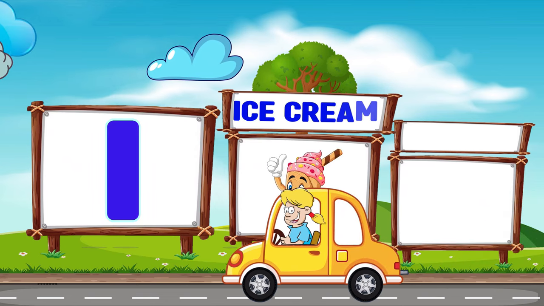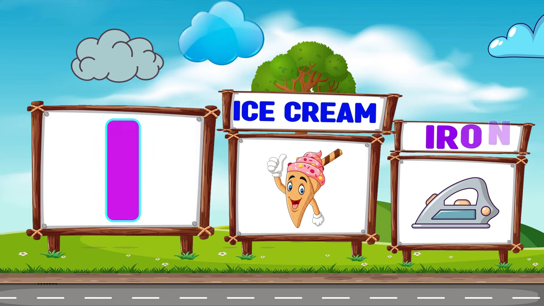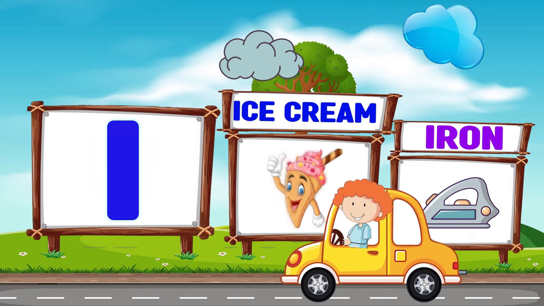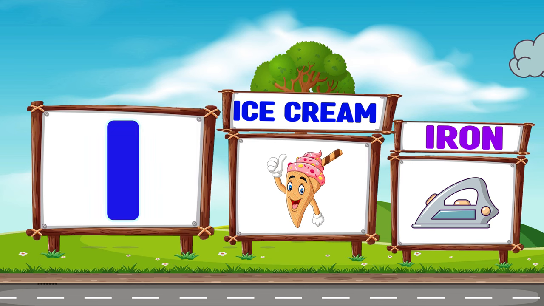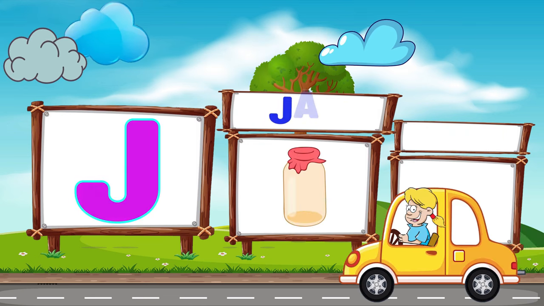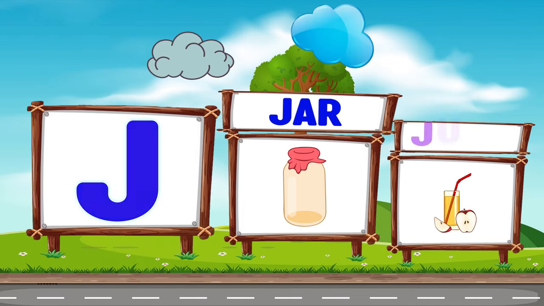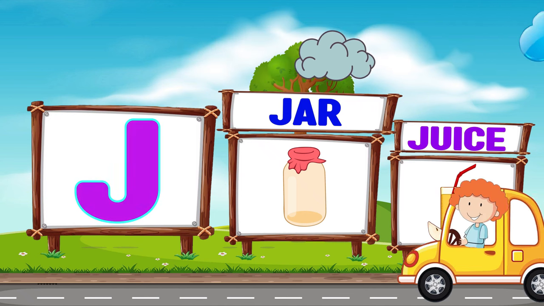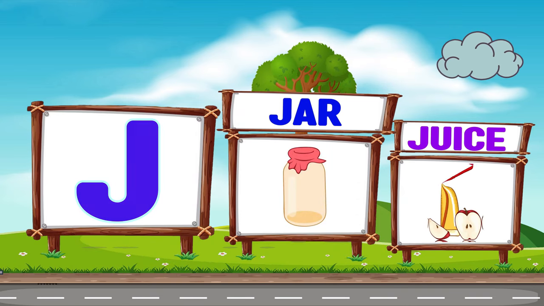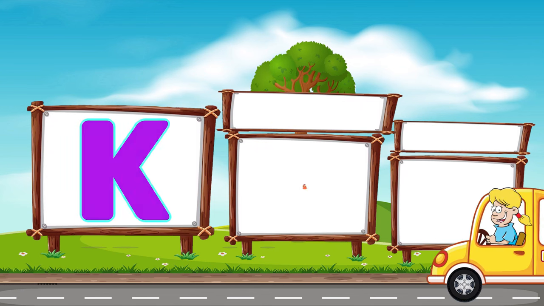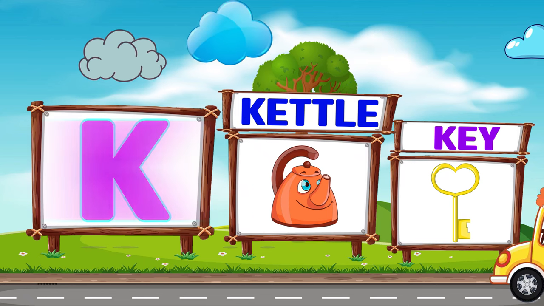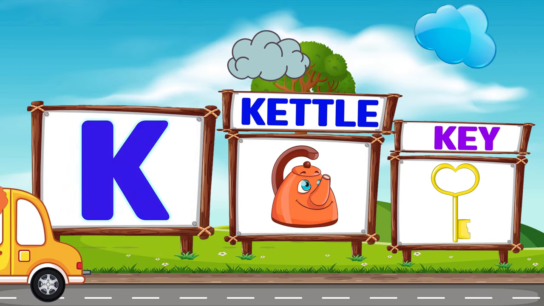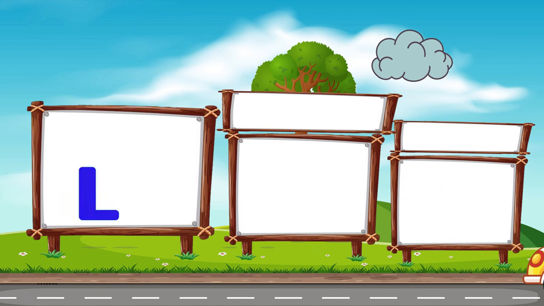I is for ice cream. I is for iron. J is for jar. J is for juice. K is for kettle. K is for key. L is for ladder.